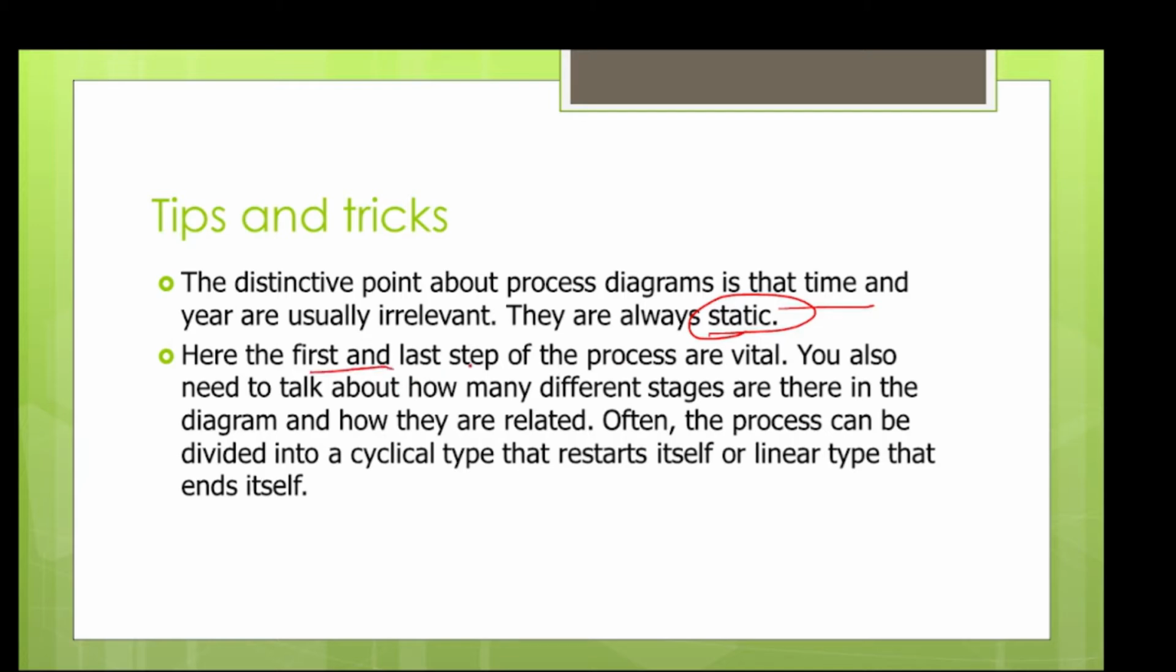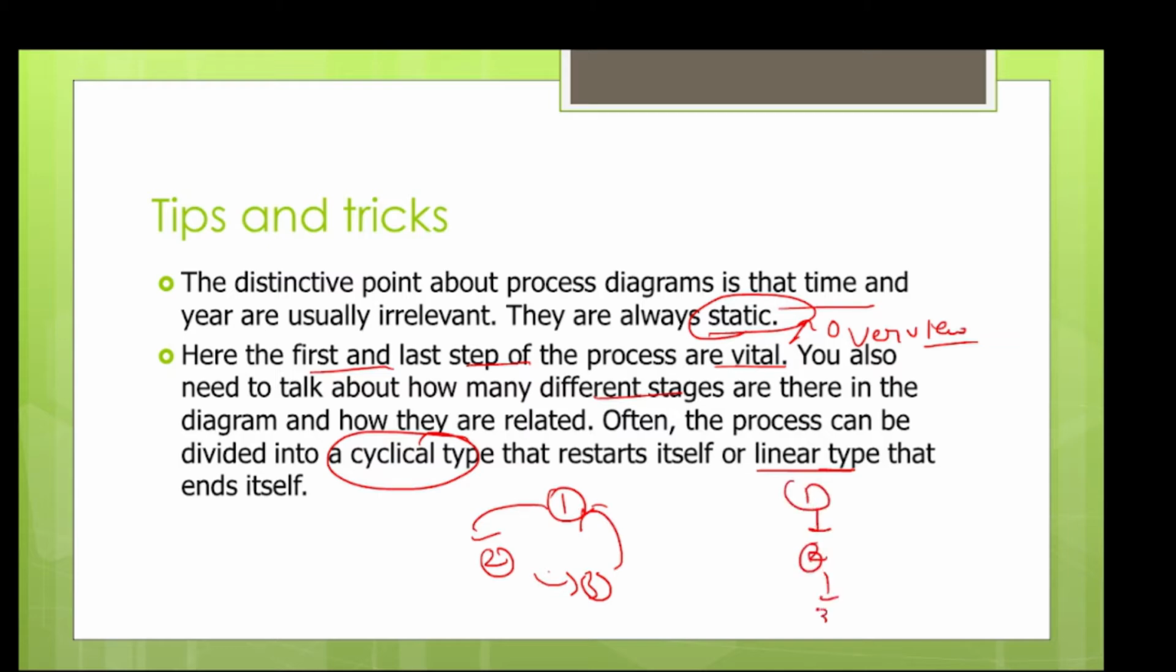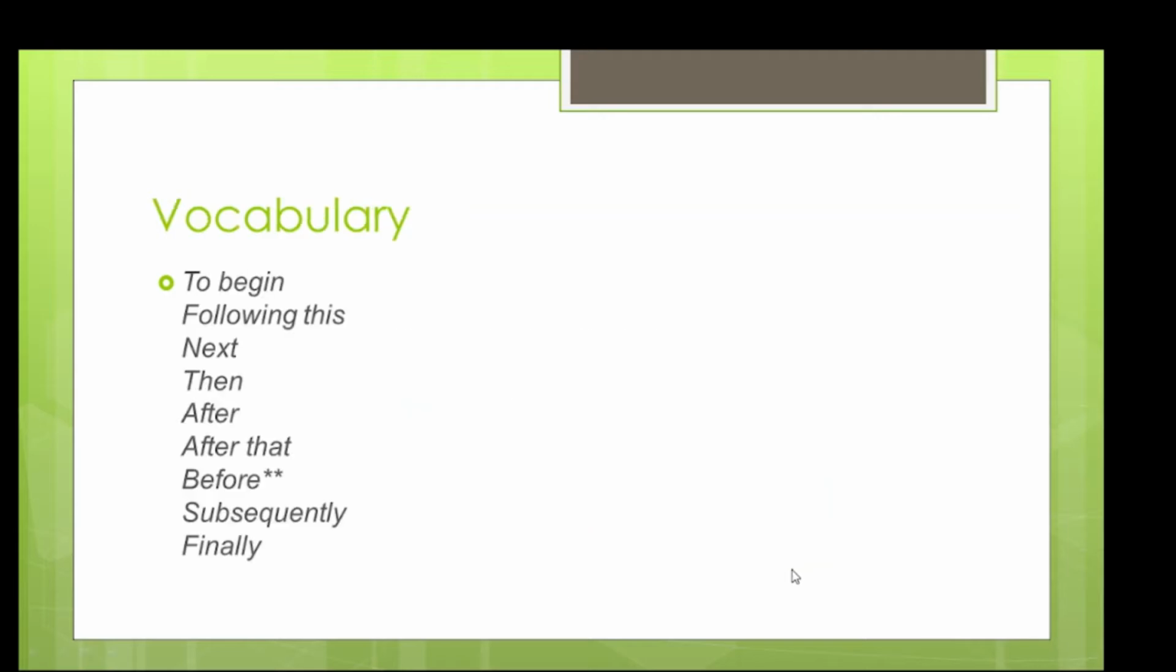Here the first and last steps of the process are vital. This you are going to include in your overview: the first and last steps. We are going to talk about different stages in this. One thing that you have to focus on is whether your process is cyclic or linear. Cyclic means when a process starts, if this is step 1, this is step 2, and then it comes back to step 1 again. So this is a cyclic form. When it's step 1, then 2, then 3, 4, this is linear type. So either of these types can be asked in the process diagram.